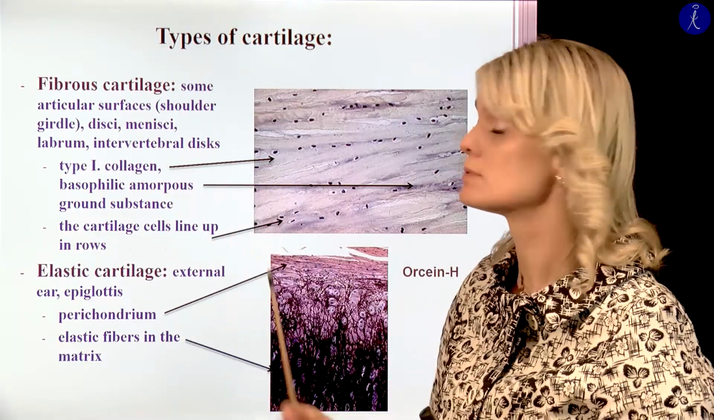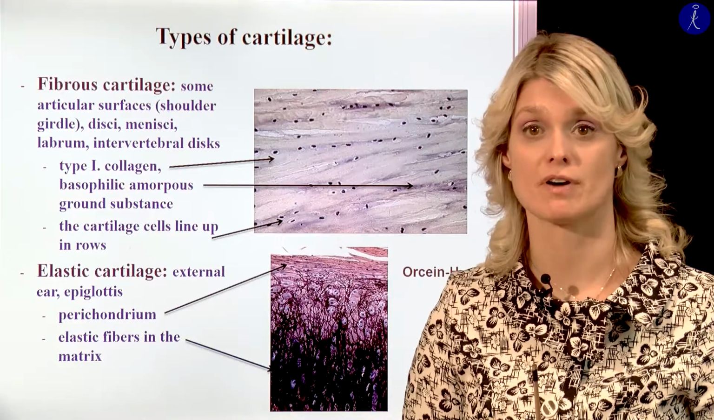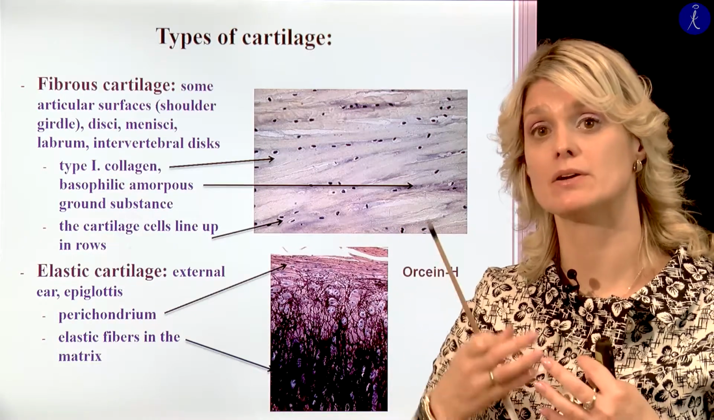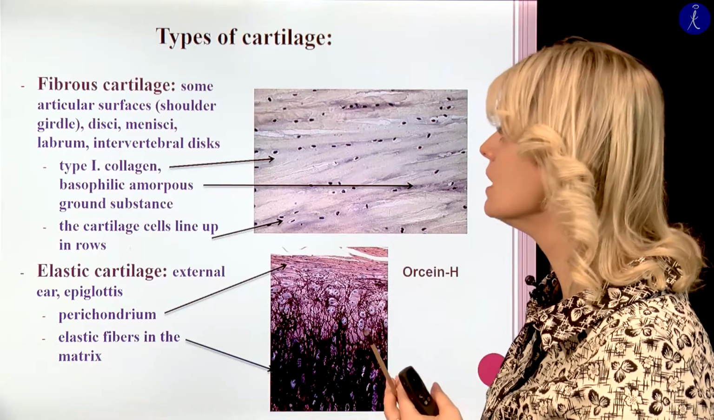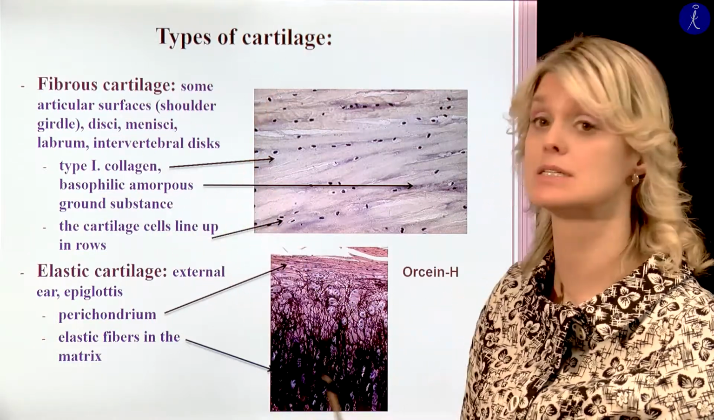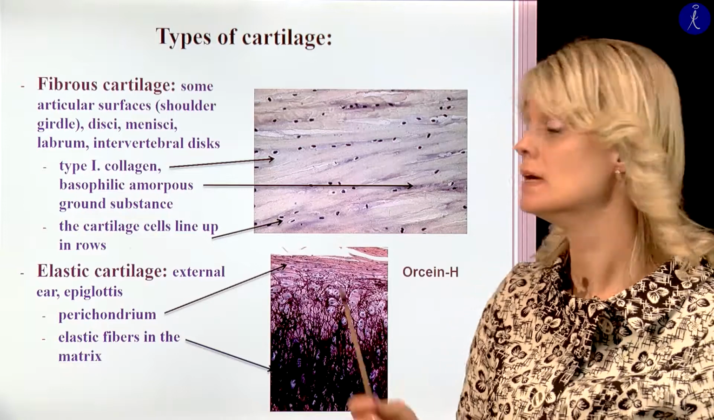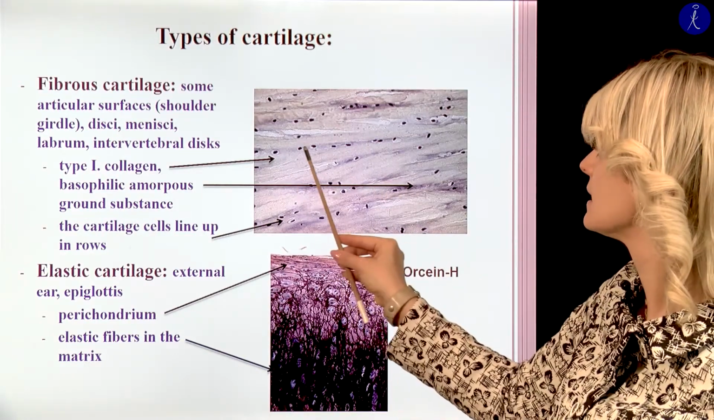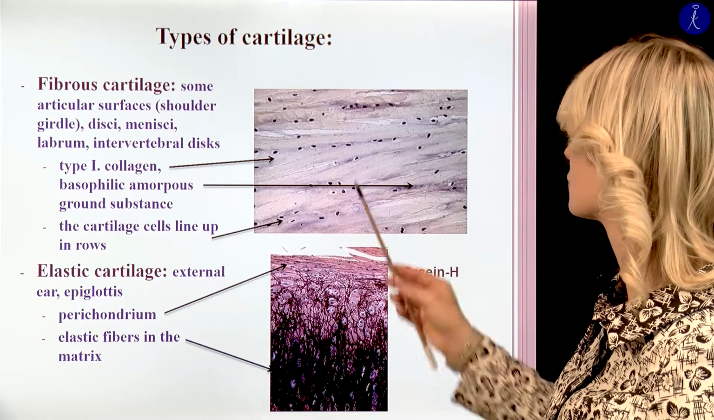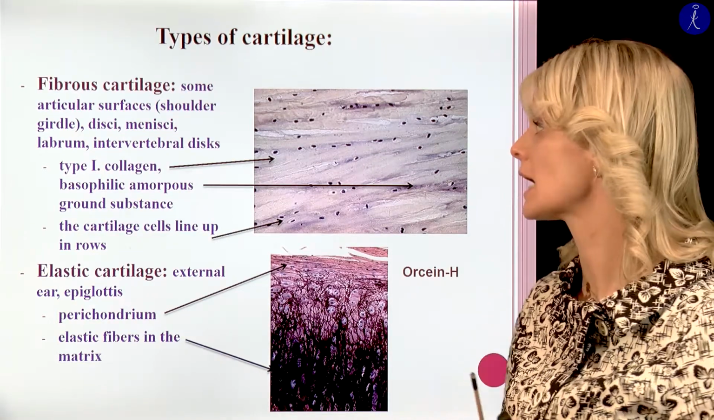The next group is the fibrous cartilage. In the fibrous cartilage, we can find type 1 collagen fibers between the cells, and that's why it is much stronger. So we can find fibrous cartilage where we have bigger mechanical effects. For example, in different joints, like in the shoulder girdle, the discus meniscus within the joints, and the intervertebral disc within the vertebral column. There we have fibrous cartilage, and you can see that the cells are located in a row, in a chain, and the collagen fibers and the amorphous ground substance are located between them. We have no perichondrium in this type of cartilage.